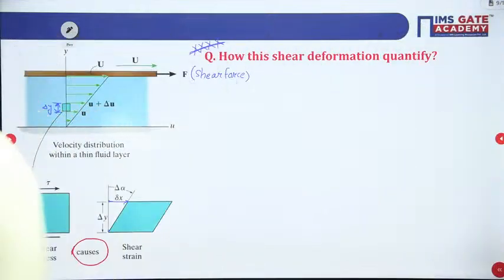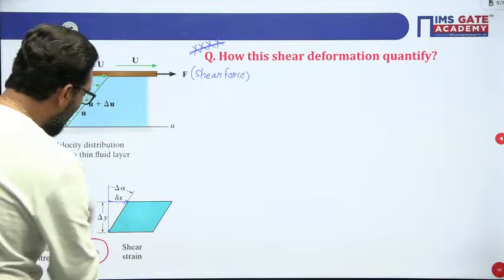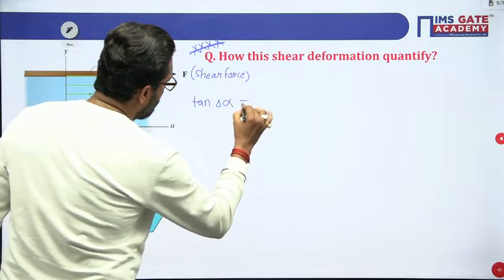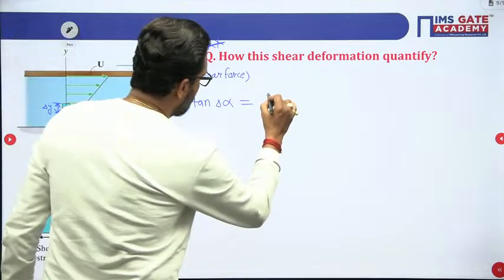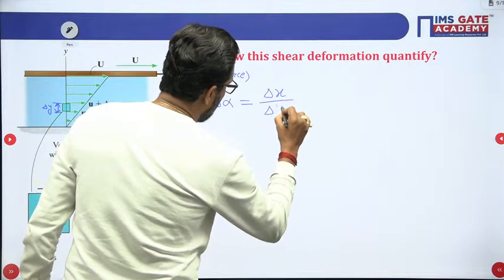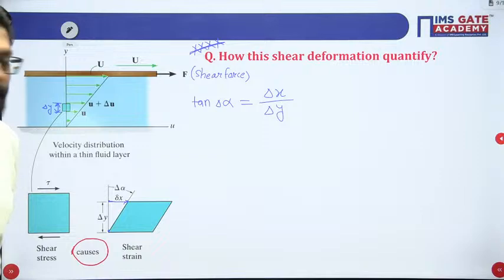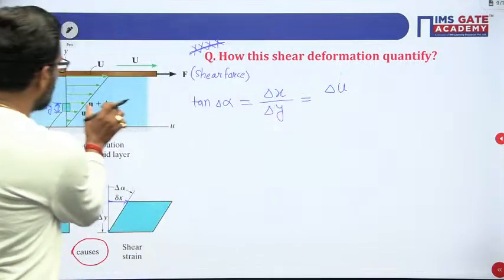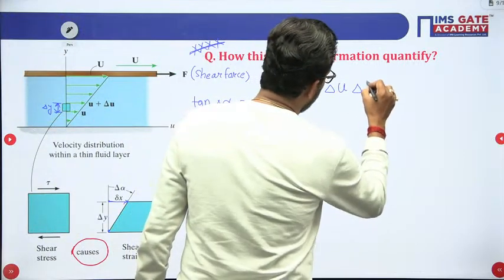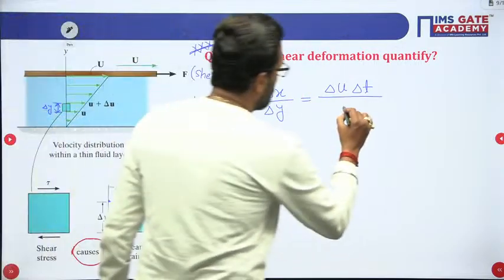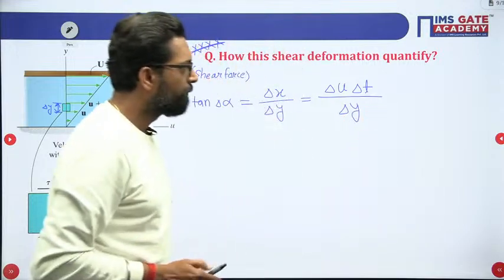Now, if we take this one, what is alpha then? What is tan delta alpha? This is delta x by delta y. What is delta x? Delta x is nothing but your delta u, the change in velocity, delta u into delta t. This is your delta x. What is the displacement? Delta u into delta t. Now this is your delta y. Clear?